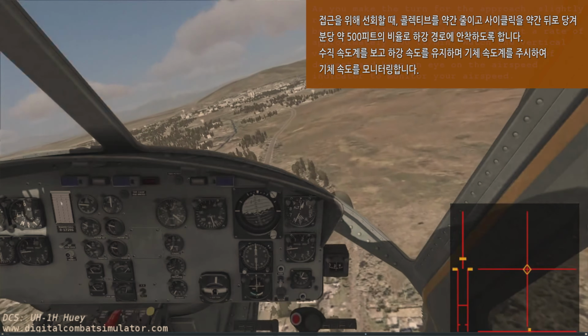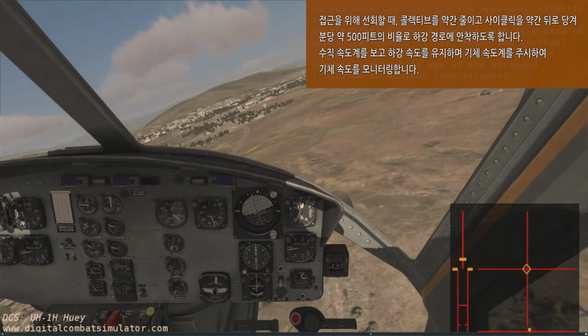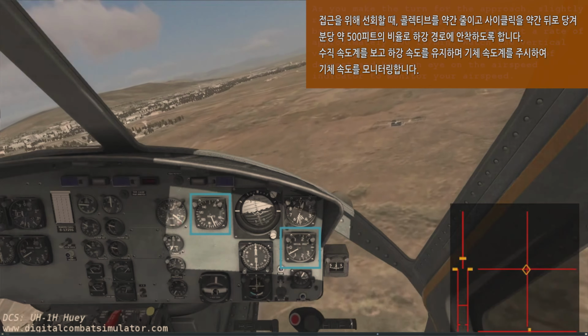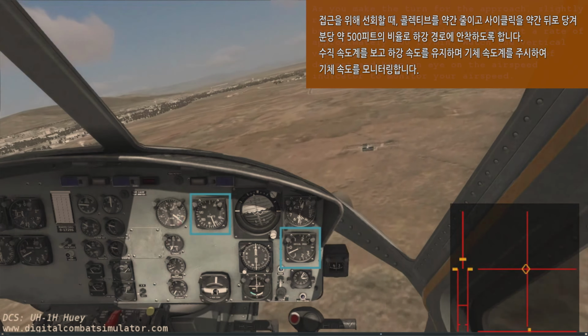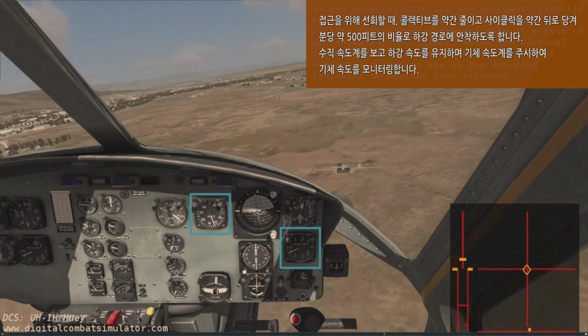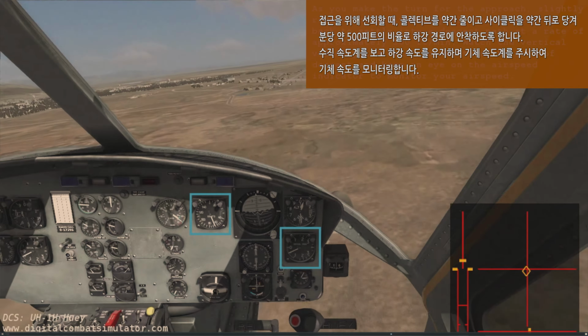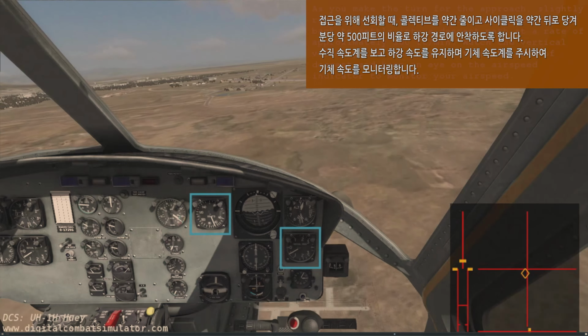As you make the turn for the approach, slightly reduce collective and pull the cyclic slightly back to settle into a descent path at a rate of approximately 500 feet per minute. Watch the vertical velocity indicator to maintain the rate of descent and keep an eye on the airspeed indicator to monitor your airspeed.